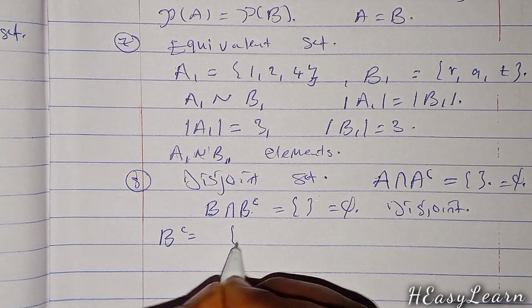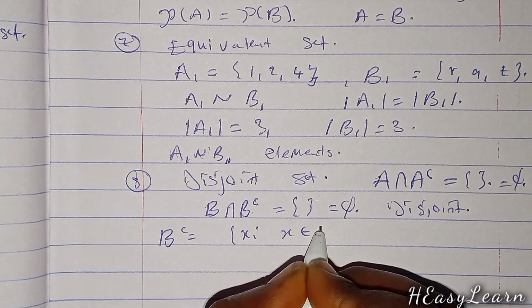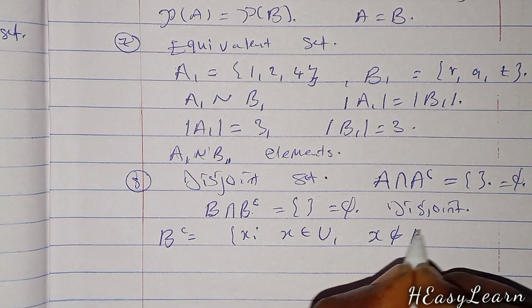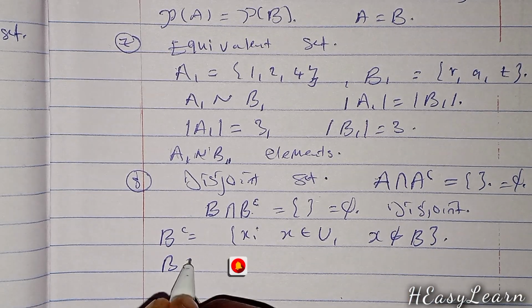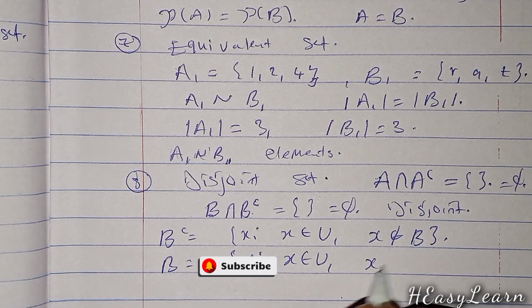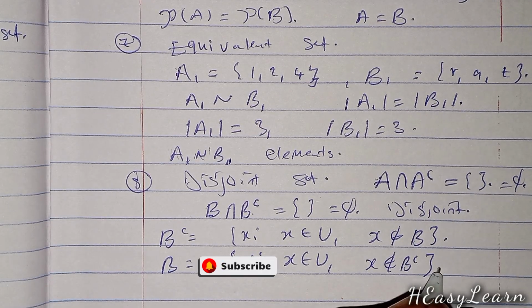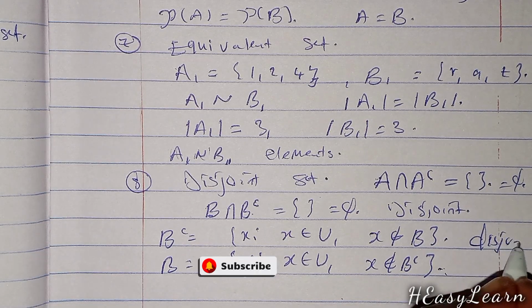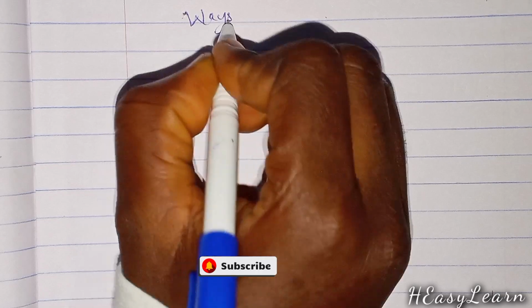The complement of a set B is a set such that X comes from the universal set and X does not belong to the set B. That is, X is from U and X is not from its complement. So the two sets are disjoint.